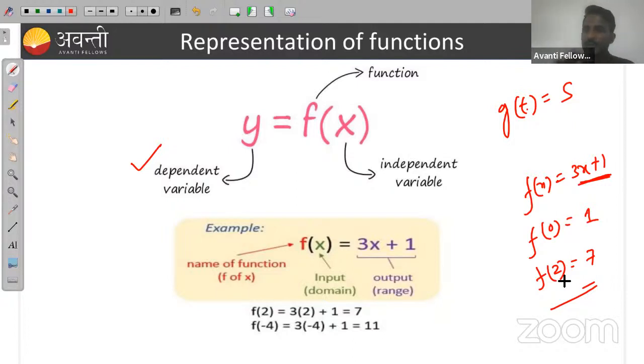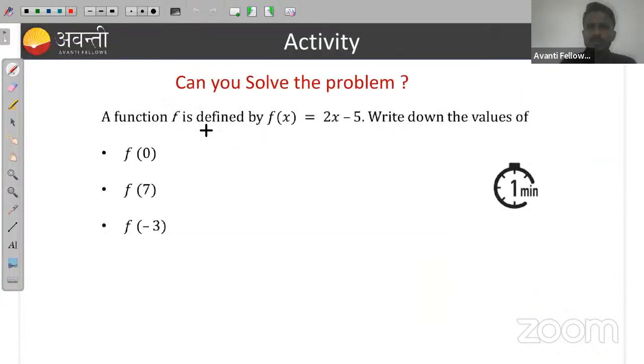But according to that, the value of y will depend, because the value of y completely depends upon the value of x. Previously, we put the x value as 0, we got output 1. If I change the value of x to 2, then we'll get 7. So it completely depends on the value of x only. So you understood that the value of y depends on x. Okay. Next, it's a very simple thing.